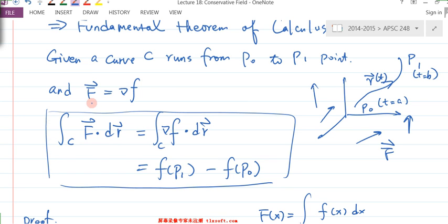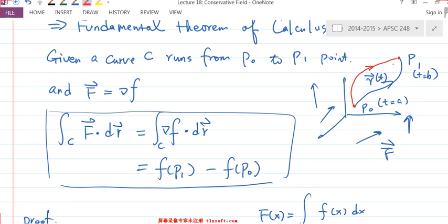If the vector field F comes from the gradient operation of scalar function f, and you have this fundamental theorem of calculus, so now, guess what? If I keep the same starting and same ending points P0 and P1, but I choose a different route or different curve r of t from here to here, would there be any difference?